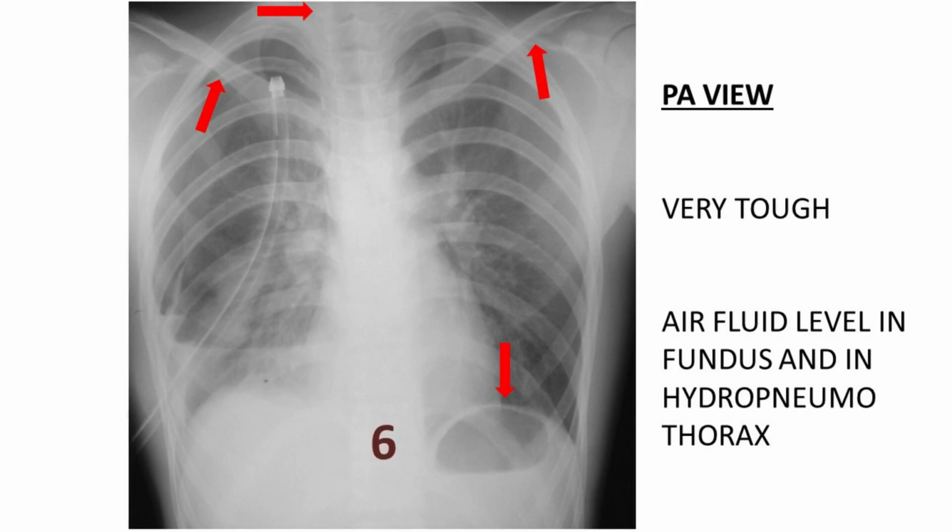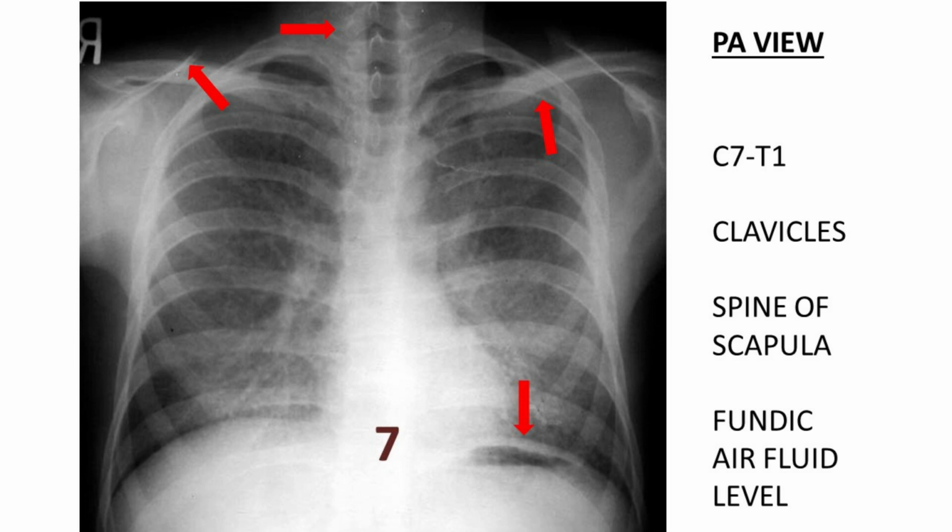Now we'll go to the sixth one, which is the PA view. It's very difficult. You cannot see the C7T1, and the oblique configuration of the clavicles is again very misleading, and the presence of air fluid level is very indicative that this could be either standing AP view or PA view, but with the presence of air fluid levels in the hydropneumothorax, hanging of the scapulae beyond the bony configuration on the left side, PA view.